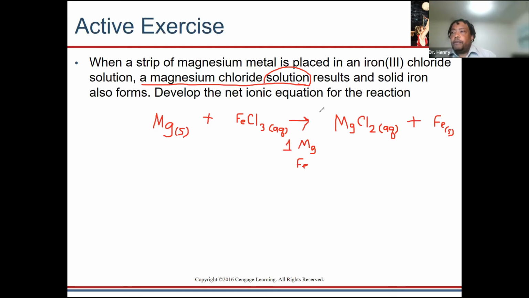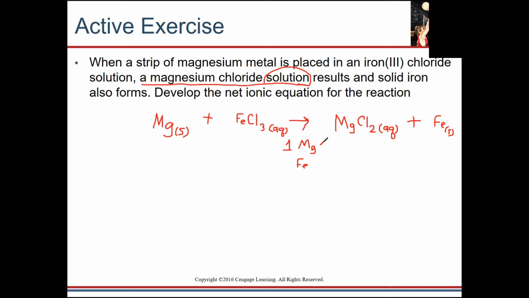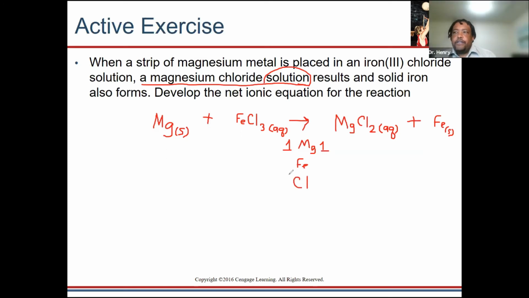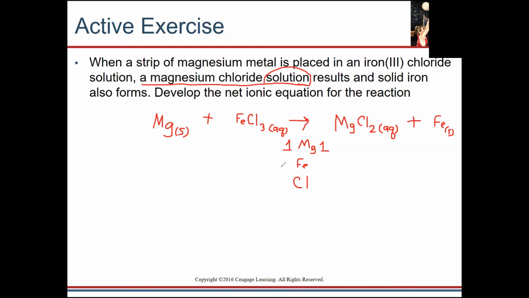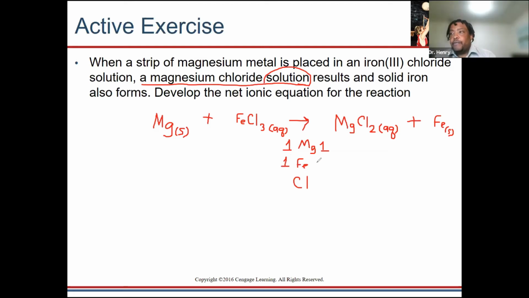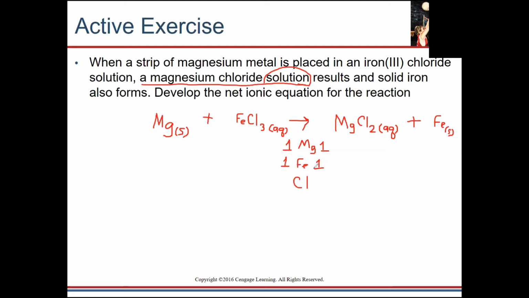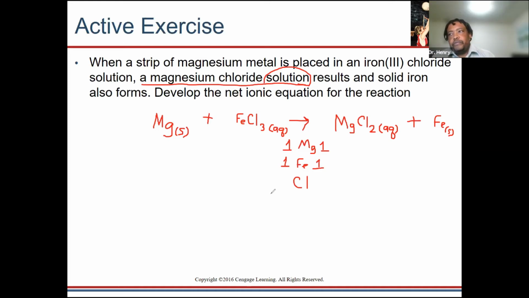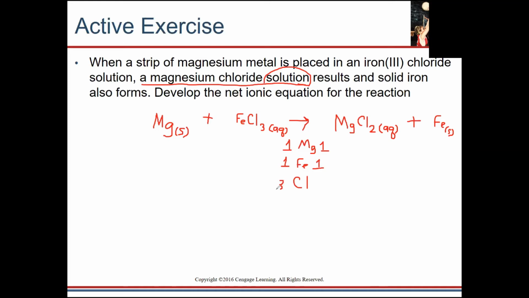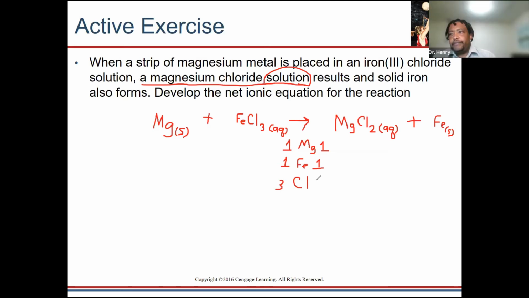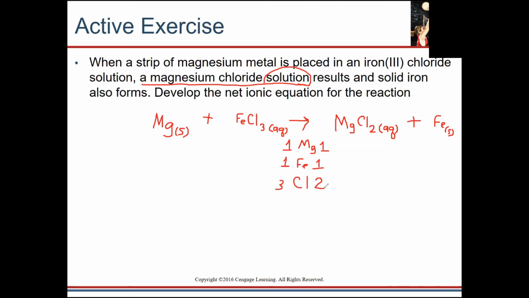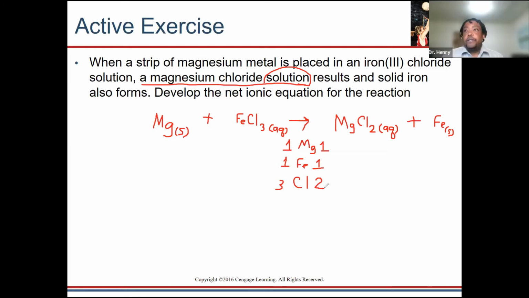How many do I have on the product side? 1. How many iron do I have on the reactant side? 1. And on the product side? 1. How many chlorines do I have on the reactant side? 3. And on the product side? 2. Okay, is that balanced? No.